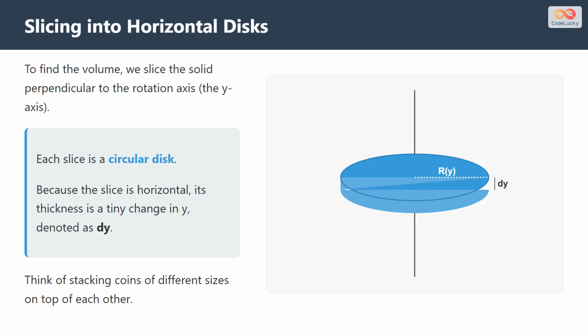To calculate the volume, we slice the solid perpendicular to the rotation axis. Since we are rotating about the y-axis, our slices are horizontal. Each slice forms a circular disk with a tiny vertical thickness. We call this thickness dy.